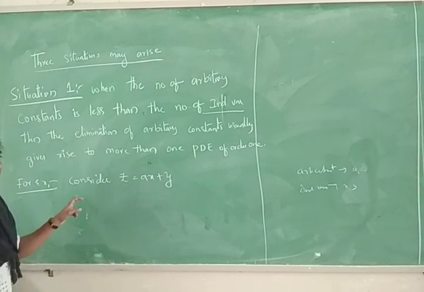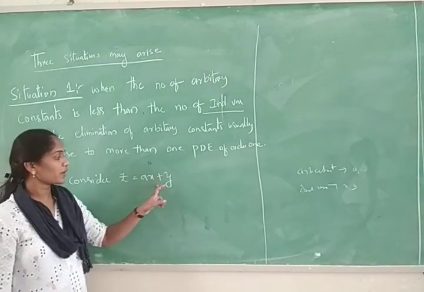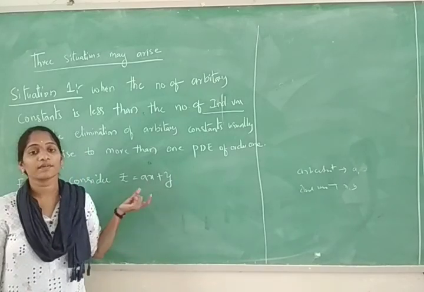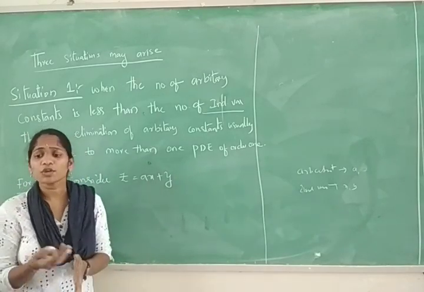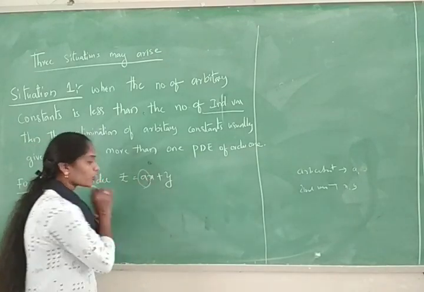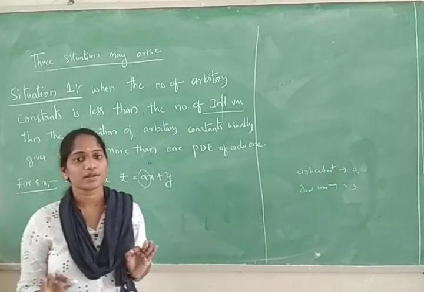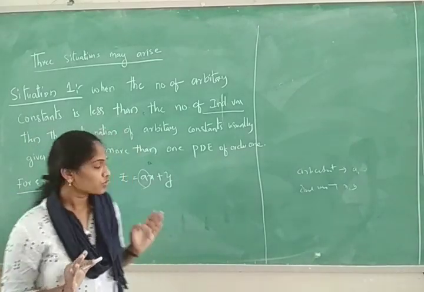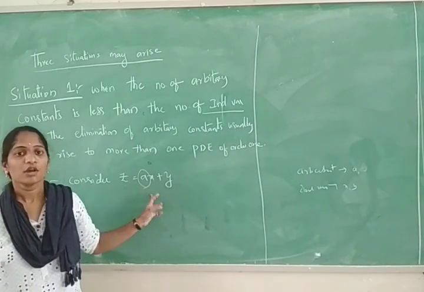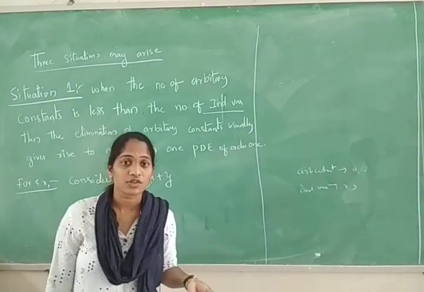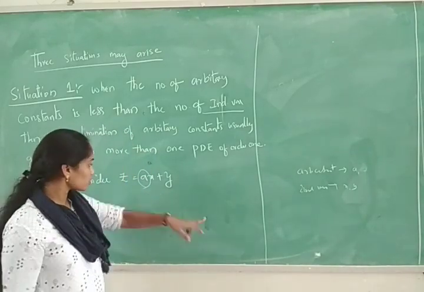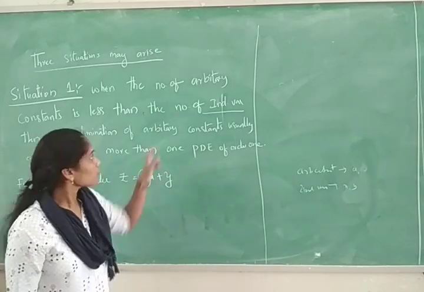So for an example, consider z is equal to ax plus y. Okay? This is an equation you have to convert into a PDE. Convert into PDE means what? Eliminating the arbitrary constants always gives rise to a PDE. So by seeing this question, first you have to think whether this is a normal question or situation 1 or 2, how the question is.